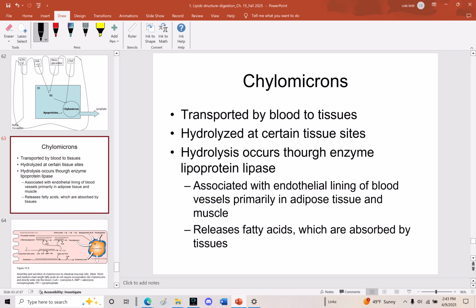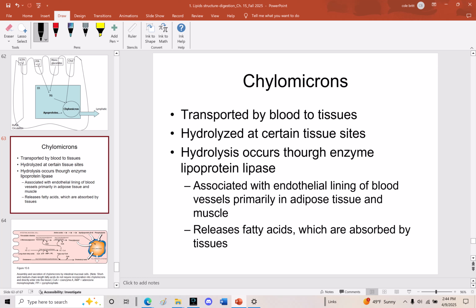Lipoprotein lipase is going to be able to pull the triglycerides, the fat. They're actually going to take the triglycerides, pull the fatty acids off of them, and bring them into the muscle cell or the adipocyte cell. So again, it's another lipase, and like I told you before, lipases are the ones that break down triglycerides.